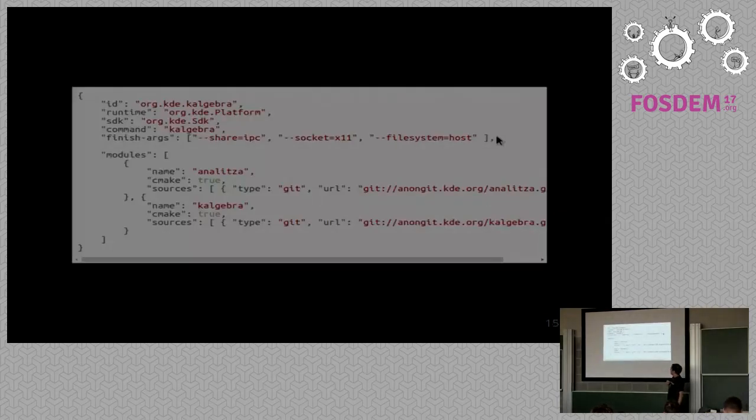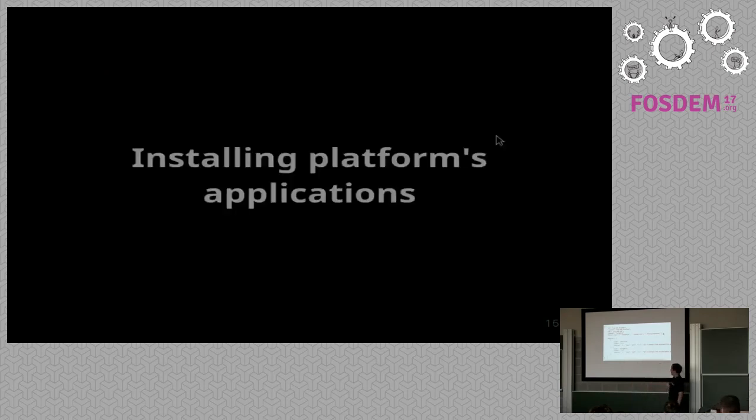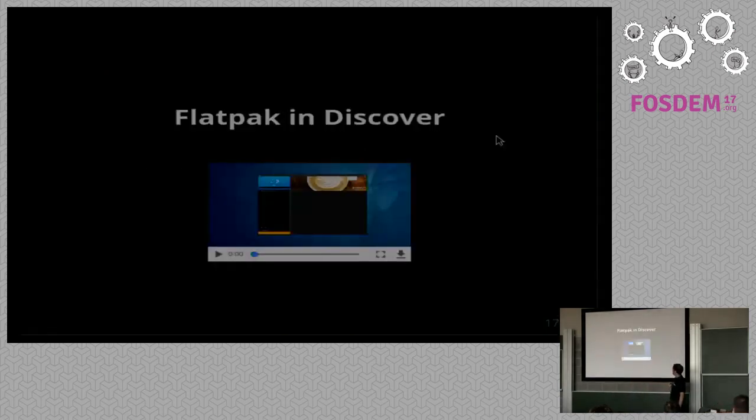This is what a manifest file looks like for Flatpak, where you say which is your runtime, which are the things you need from the outside, and then the libraries you might need, and then the application, and then you compile it.